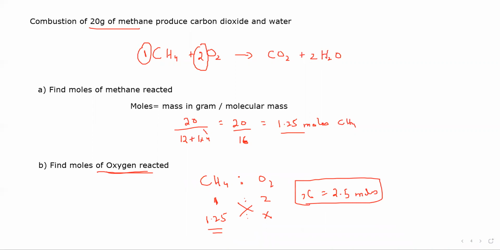Is it clear? The second part. So when nothing is given, you will use the ratio. If information is given, you will use the formula. I'm using the same equation.